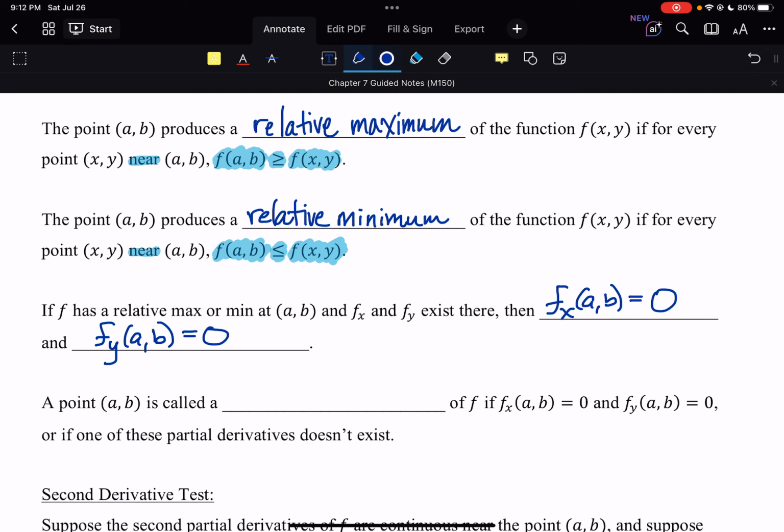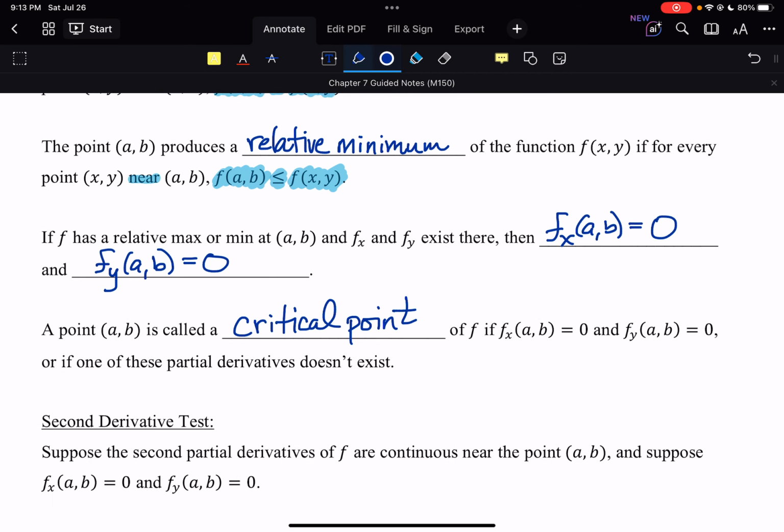We want to go the other way. So we are going to say a point (a, b) is called a critical point of f if f_x at (a, b) is 0 and f_y at (a, b) is 0, or if one of these partial derivatives does not exist. And now we want to use critical points to determine where maxima and minima might be.